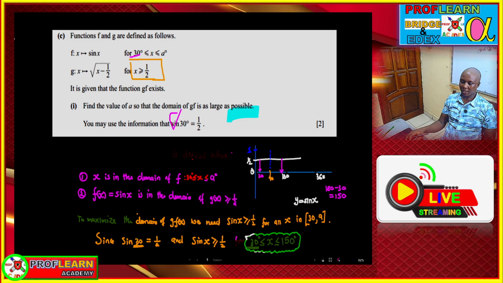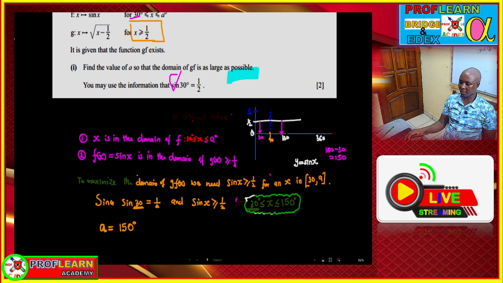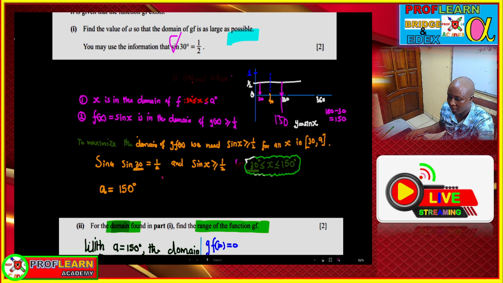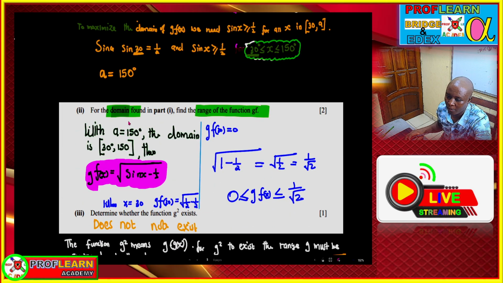Yeah, so which means that if you draw a graph of sine x, it looks like that, and where you have a half is this line. So which means that 180 minus 30, you get 150. So this point here will correspond to 150. This point here is what? 150. So which means that the domain that ensures the range is more than a half is going to be between 30 and 150. So a is going to be 150 as such.